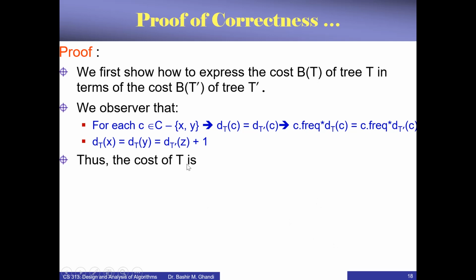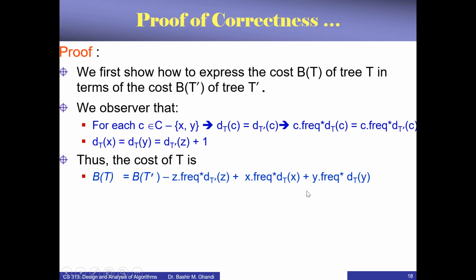So now we can say the cost of T, the bigger tree, is going to be the cost of the smaller tree minus the cost of Z, because we don't have Z in the original tree. So we replace Z with the cost of X and Y. So plus the cost of X, which in the original tree will be its depth times its frequency. Similarly, the cost of Y will be its depth times its frequency. Okay.